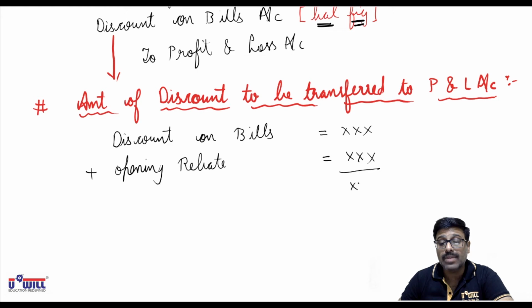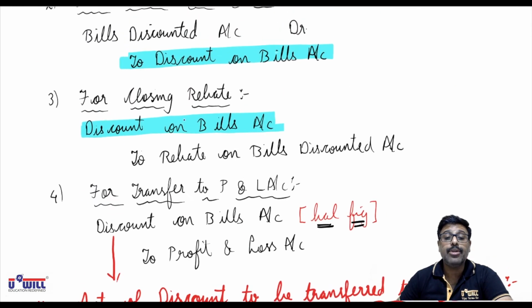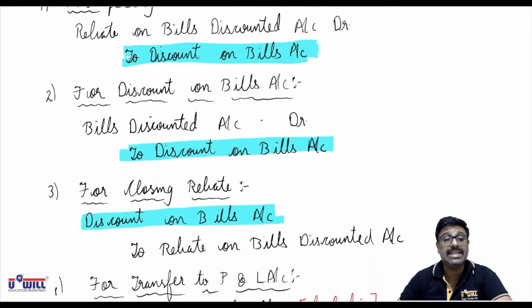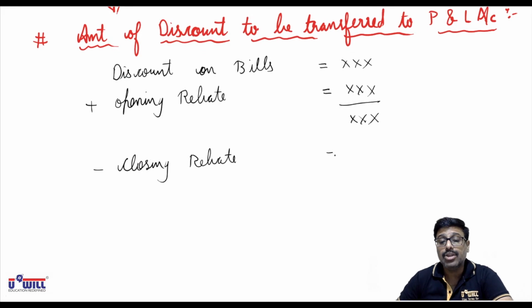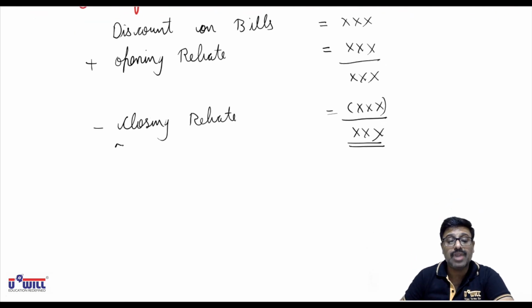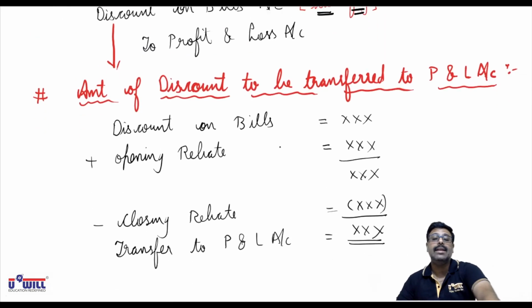And from that you will subtract closing rebate on bills discounted. That is the third journal entry's amount. You can see in the first and second entries we have credited, which means it gets added. In the third entry we have debited, which means it gets subtracted. So the third entry's amount, closing rebate on bills discounted, you'll subtract, and that will be the balancing amount to be transferred to profit and loss account. So we will always find this amount mathematically, to transfer the amount to P&L account.